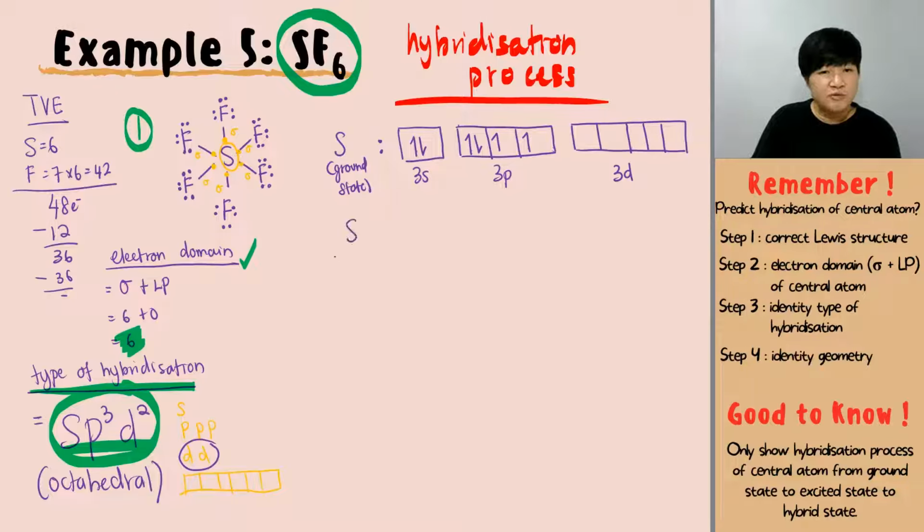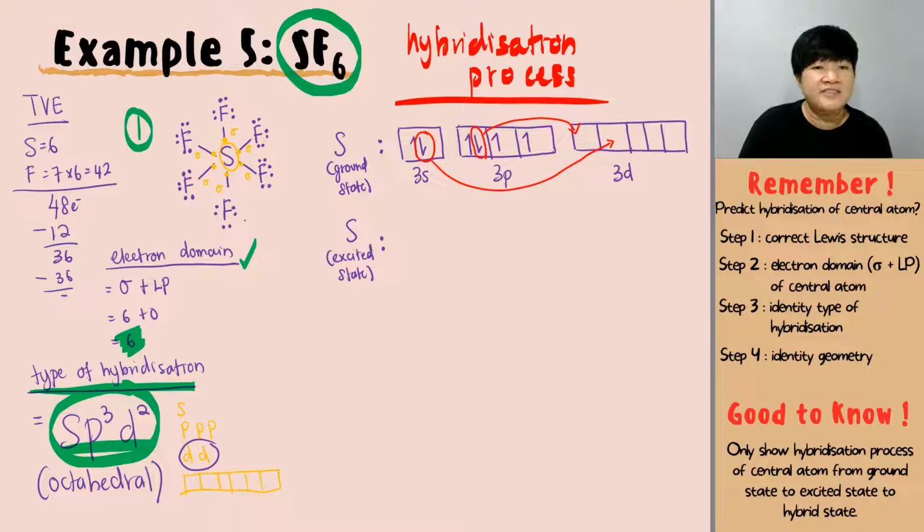So your sulfur moves to the excited state. Look at your ground state, guys. How many electrons need to be excited? At this moment, we need to excite 1 from the 3p, moving up to 3d, and we need to excite another 1 from the 3s to another 3d, so that you can have 6 single unpaired electrons for the sulfur. See that? So your excited state shall look something like this.